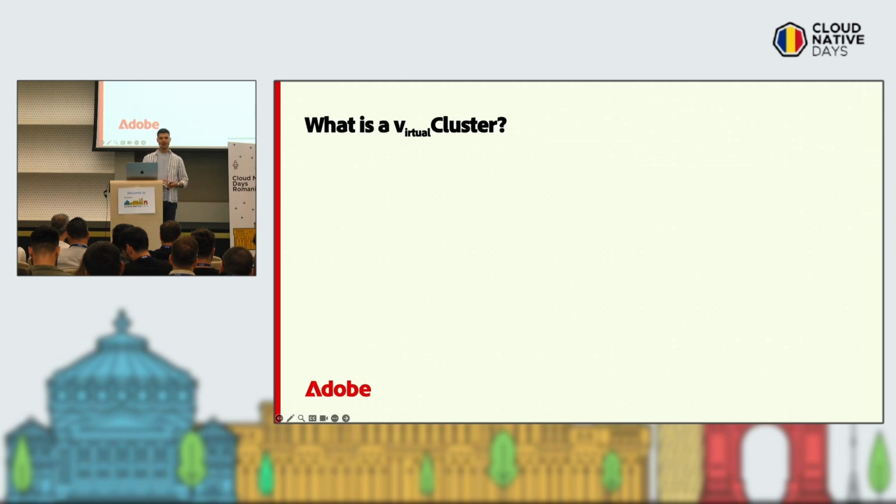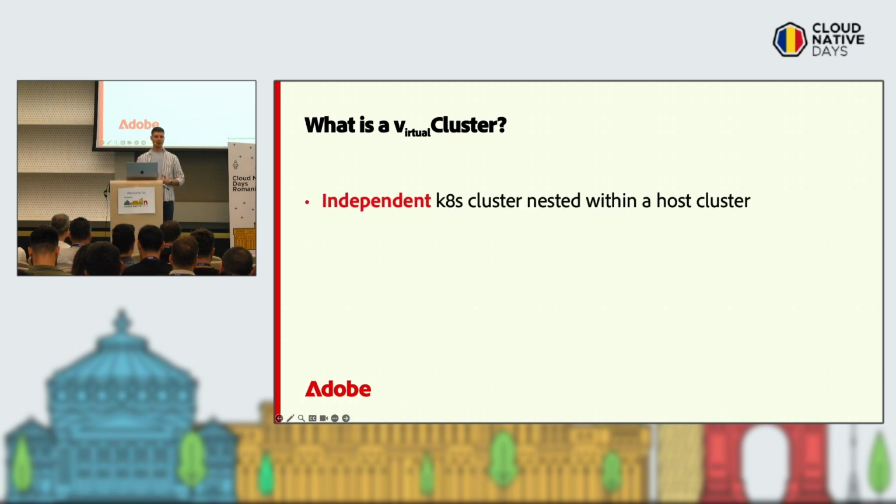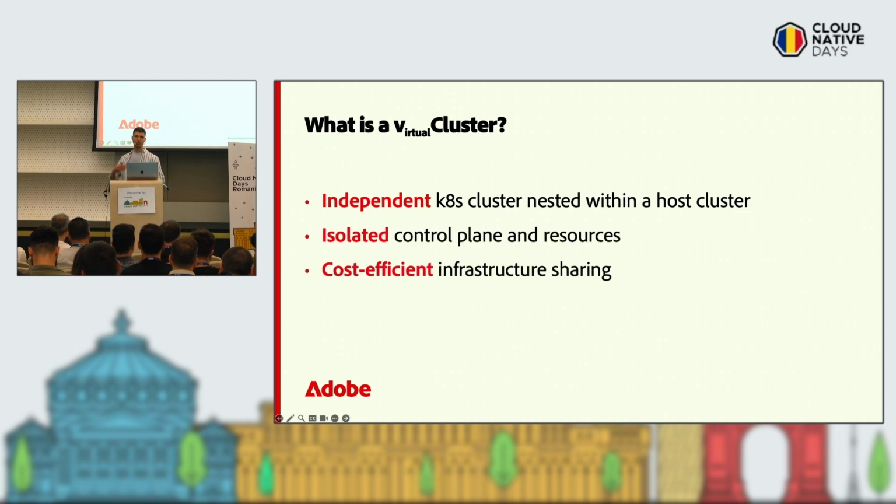However, putting aside the matryoshka analogy and reactivating the buzzword mode, we can refer to a vCluster as an independent Kubernetes cluster which is deployed inside the host cluster, which has an isolated control plane, and it leverages infrastructure sharing to reduce costs, as we saw in the previous demo. And don't forget that vCluster is open source and free, and anyone can use it for their use cases.